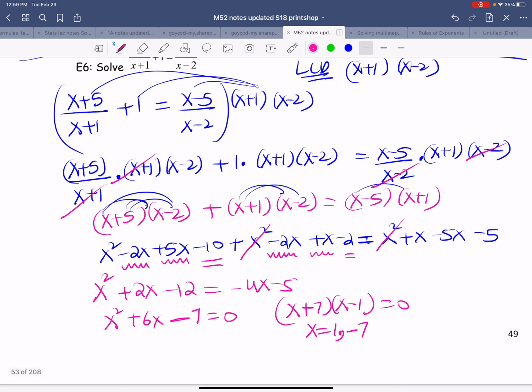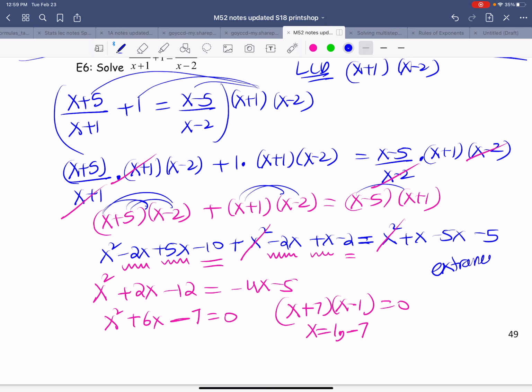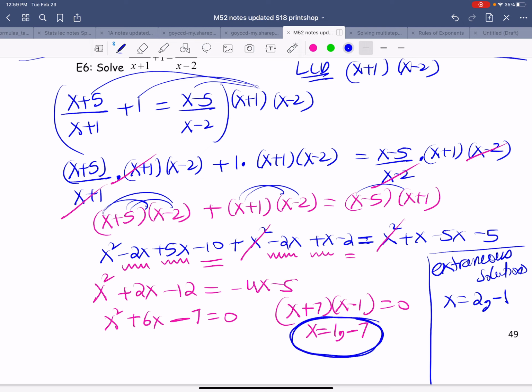Now, before I box or circle, I must think about what my extraneous solutions are. Which solutions are not allowed here? Well, there are actually two restricted values in this case, x equals positive 2 and negative 1. They are not allowed because they make your denominator 0, but the ones we got are positive 1 and negative 7. And they both are okay, so they both are my solutions.